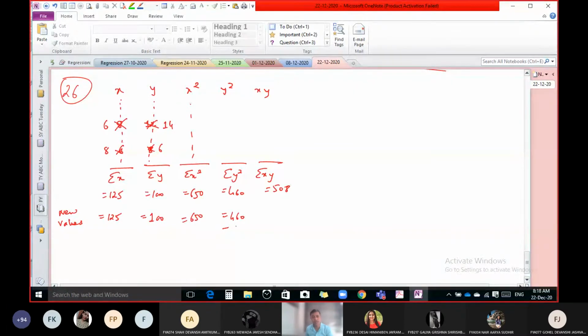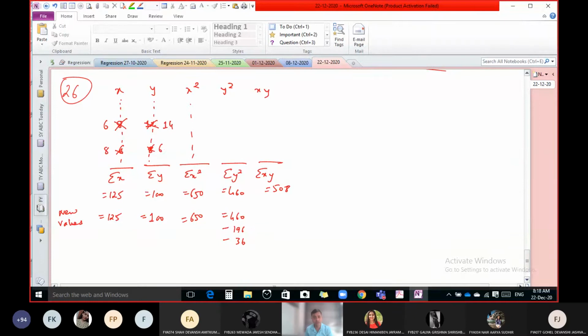196 is the square of 14. And which value do we have to remove? 36, 64. No, listen. Our wrong values are 14 and 6.